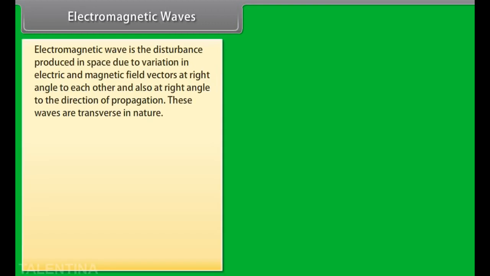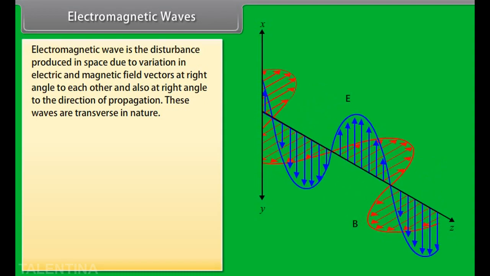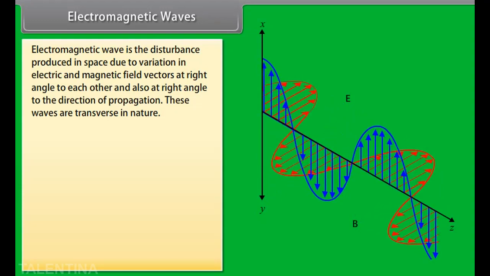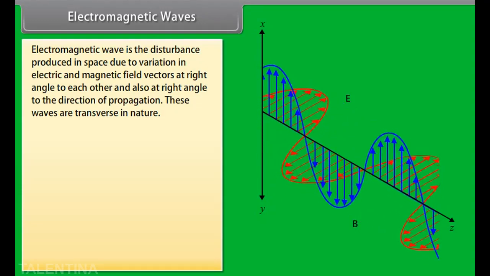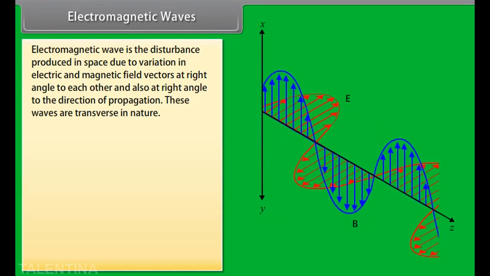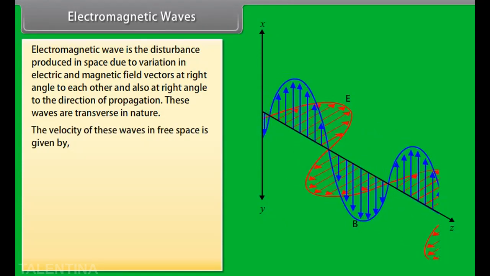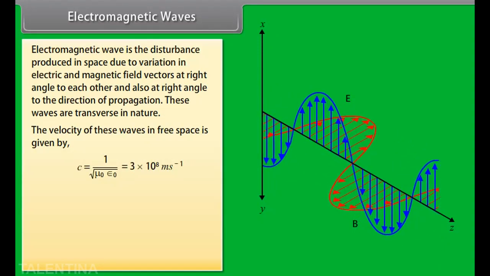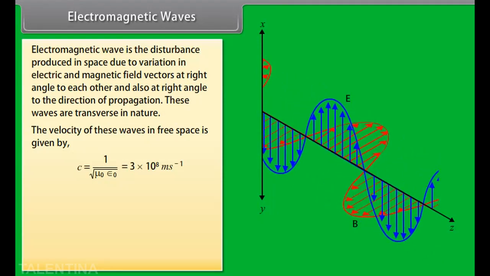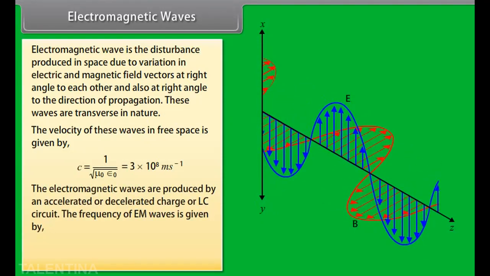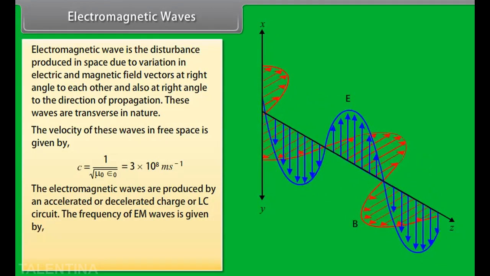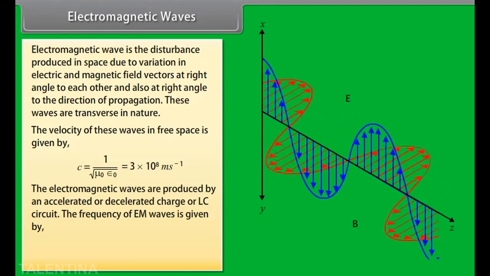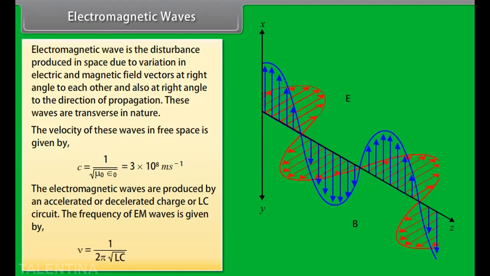Electromagnetic waves. An electromagnetic wave is the disturbance produced in space due to variation in electric and magnetic field vectors at right angles to each other and also at right angles to the direction of propagation. These waves are transverse in nature. The velocity of these waves in free space is equal to the velocity of light, which is 3 into 10 raised to the power 8 meter per second. Electromagnetic waves are produced by an accelerated or decelerated charge in an LC circuit. The frequency of EM waves is given by 1 upon 2 pi root LC.